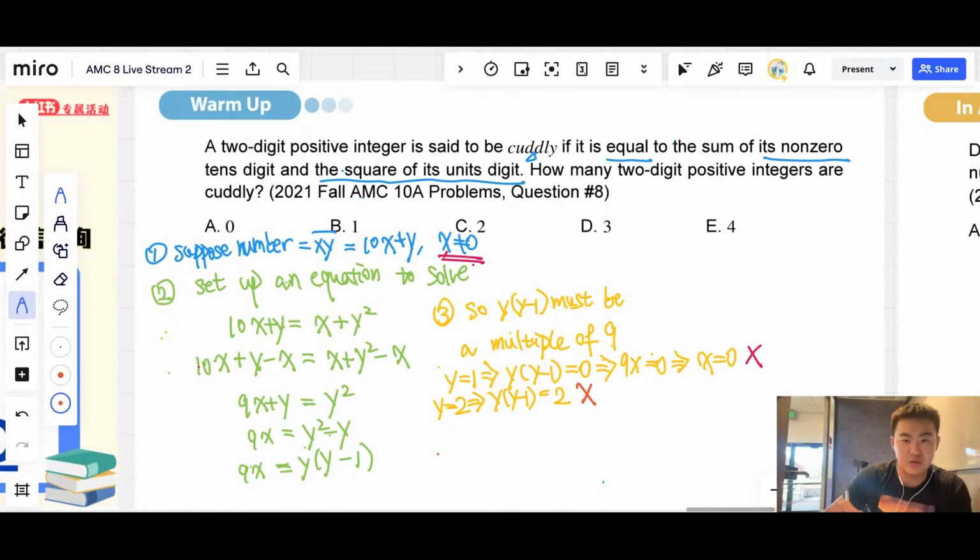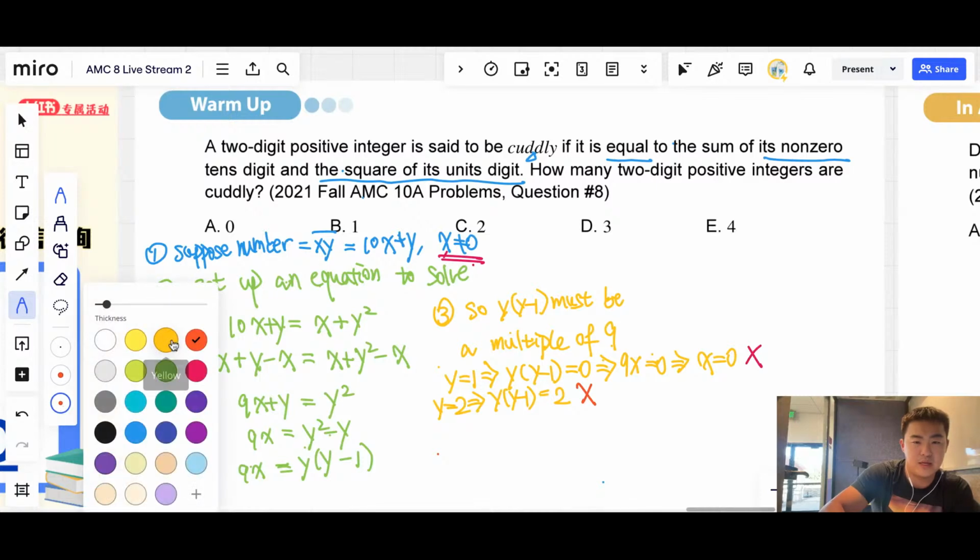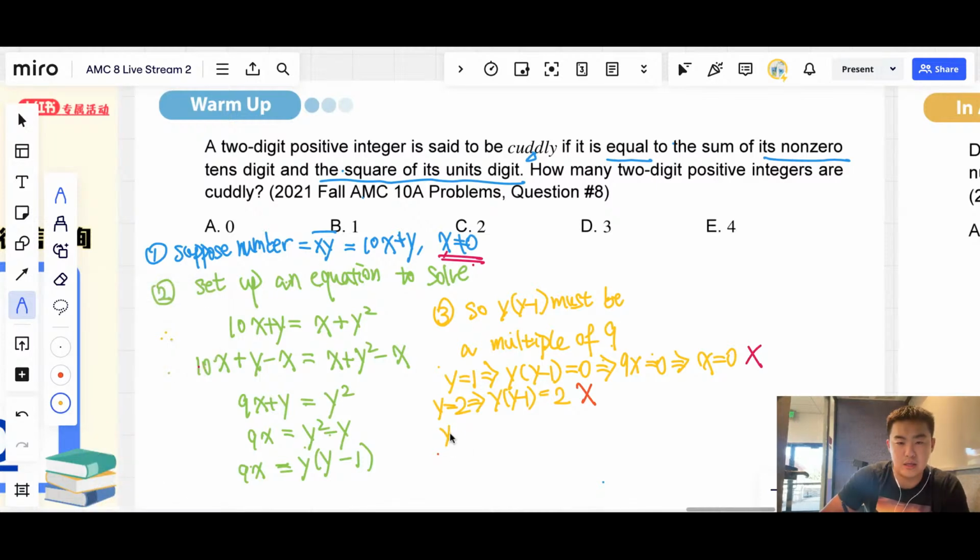How about y equals 3? So let's get my pen ready. Okay, so y equals 3. We will get 3 times 3 minus 1, which is 2. So we will get y times y minus 1 equals 6. It doesn't work because 6 is not a multiple of 9.